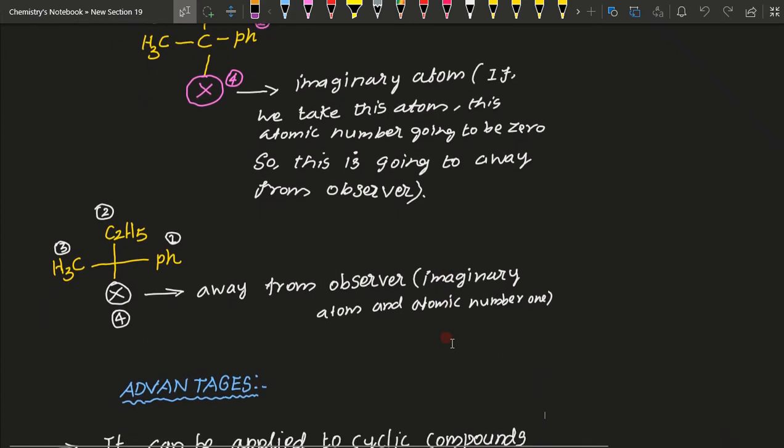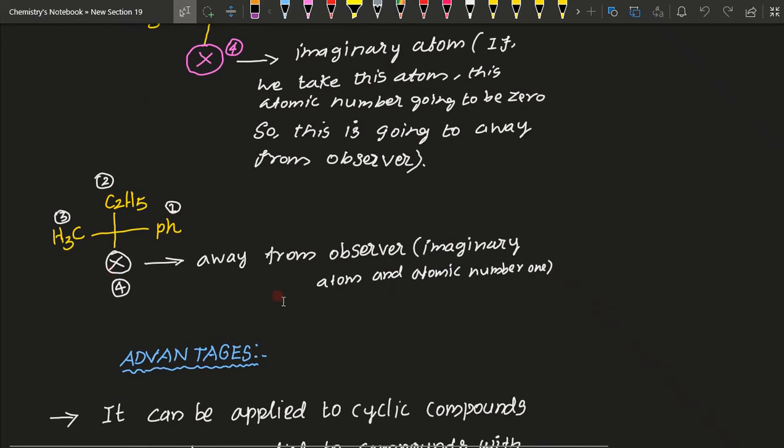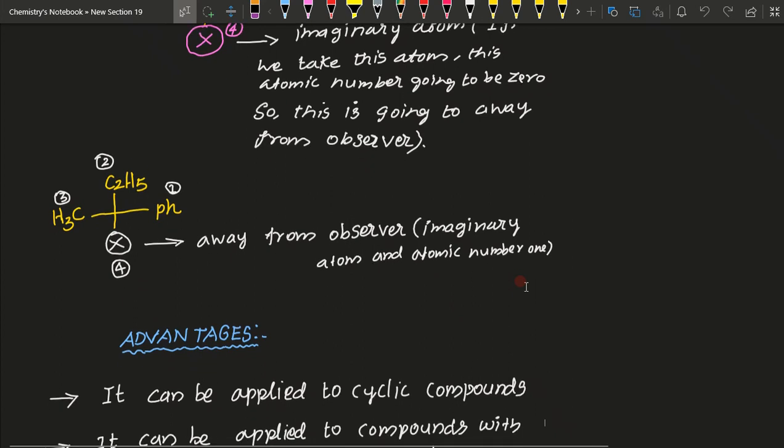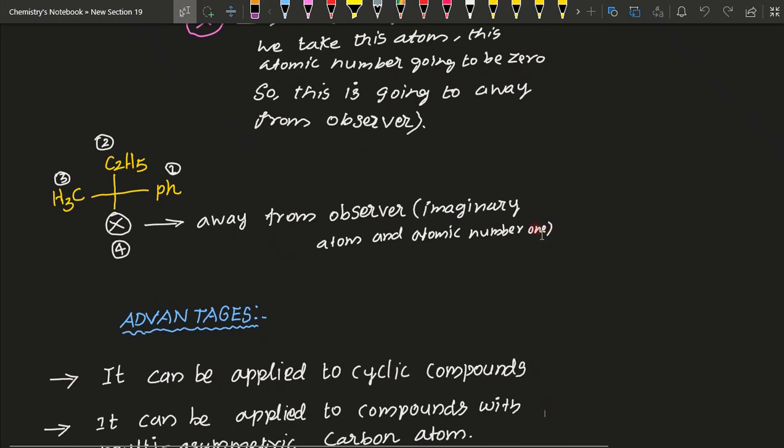Next, see, this is the 4th X atom away from the observer, imaginary atom, and atomic number 0, sorry, here is not 1, this is 0, please, this is not, so I written mistakenly, please, this is not 1, this is 0, okay, sorry.